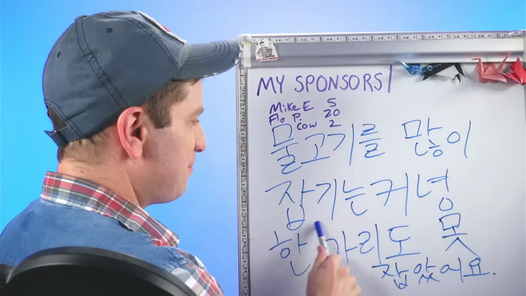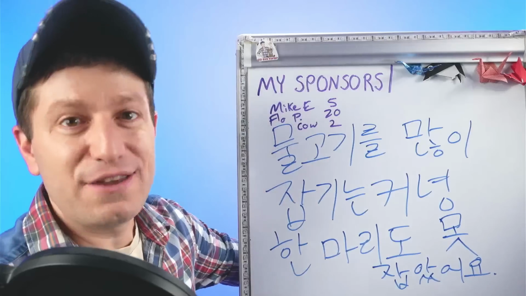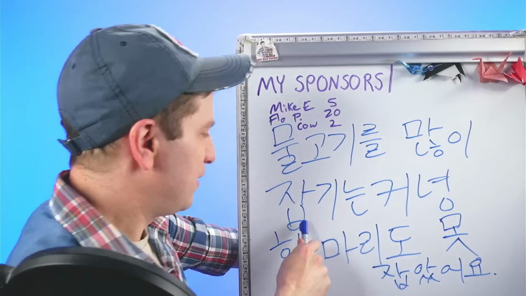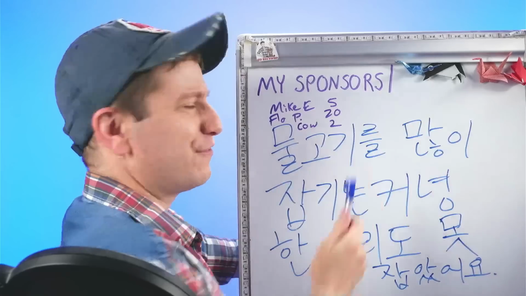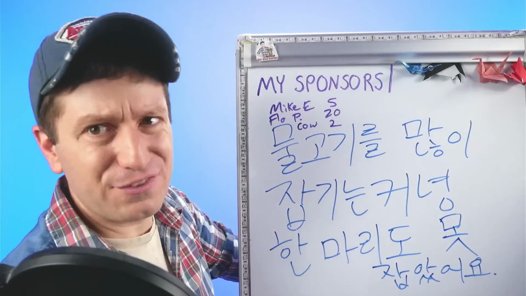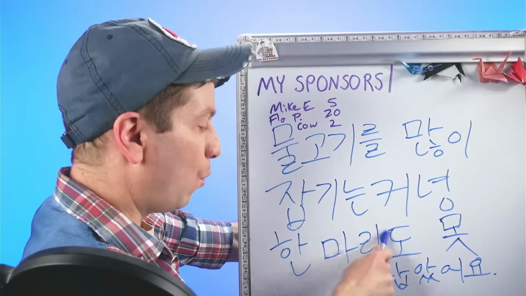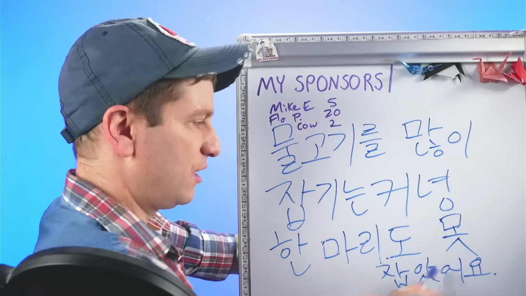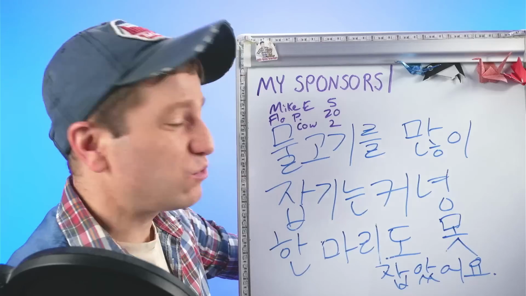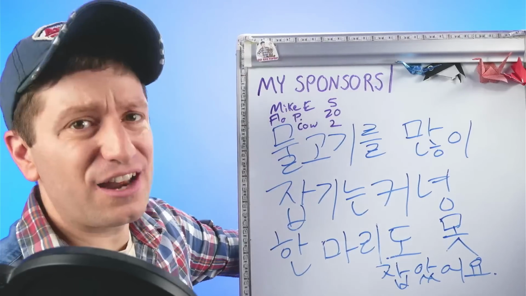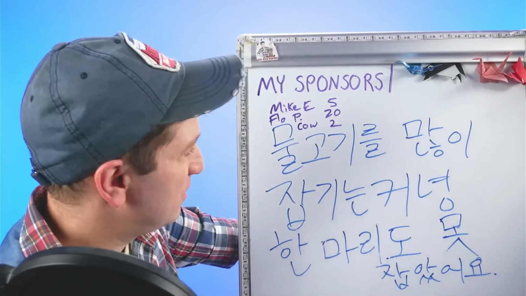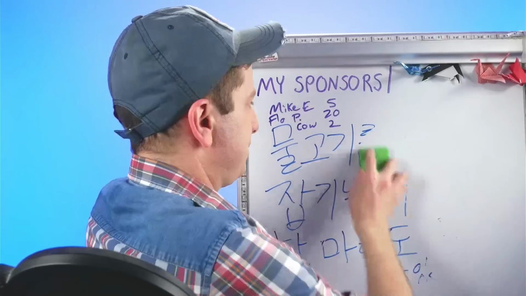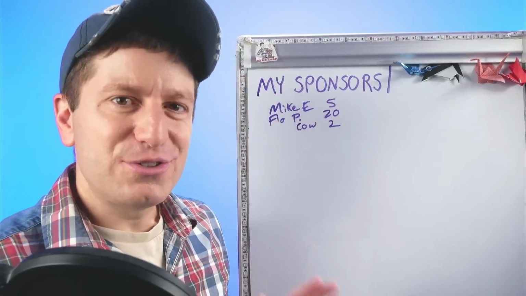물고기를 많이 잡기는커녕. 물고기 is a fish, a live fish. 잡다 is to catch, so forget catching, 많이, a lot of fish. So I didn't catch a lot of fish. 한 마리, one animal counter, even one fish. 못 잡았어요. I couldn't even catch one. Forget catching a lot of fish, I couldn't even catch one. 물고기를 많이 잡기는커녕 한 마리도 못 잡았어요. So that's how you use 커녕.